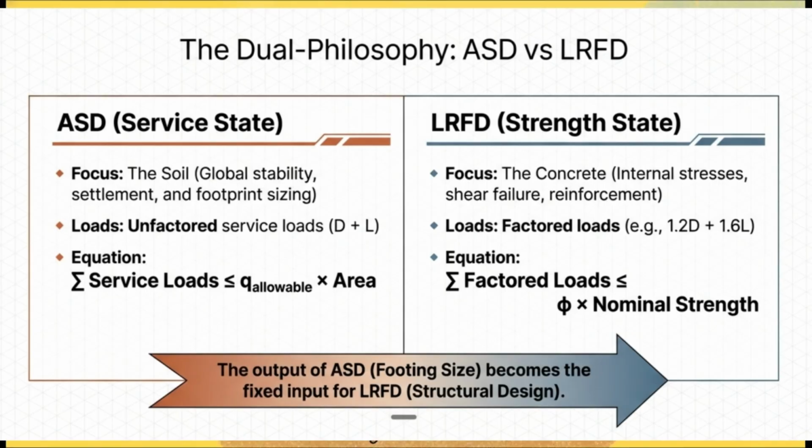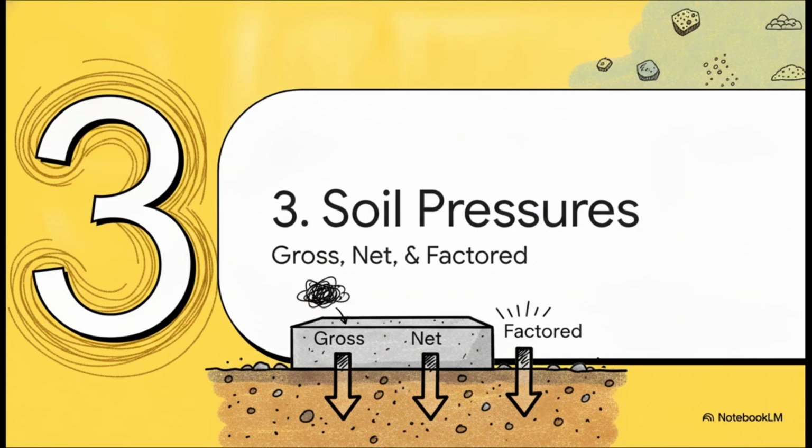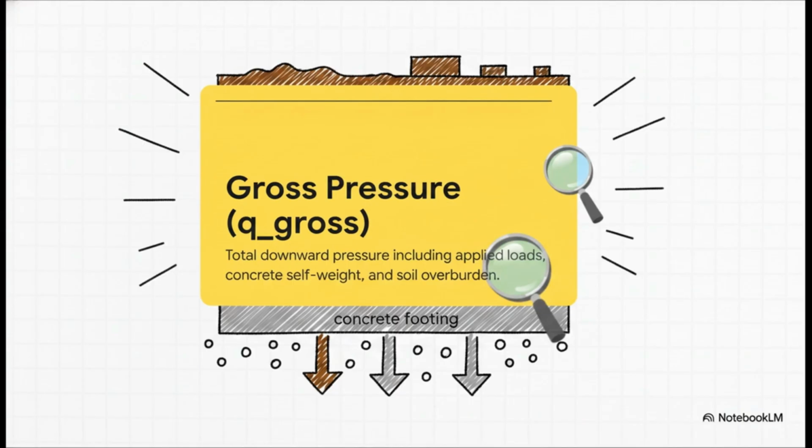All right, Section 3, defining soil-bearing pressures, gross, net, and factored. Before we crunch any numbers, we absolutely must strictly define the three different soil pressures at play beneath our footing. First up is gross pressure. Imagine you are a tiny particle of soil sitting right under the base of the footing. Gross pressure is the total weight of absolutely everything pressing down on your shoulders. It's the applied building loads, the self-weight of the concrete footing itself, and the heavy soil overburden resting on top.